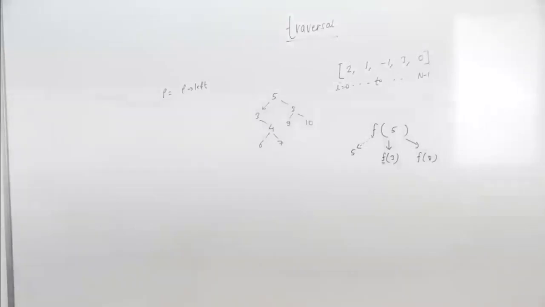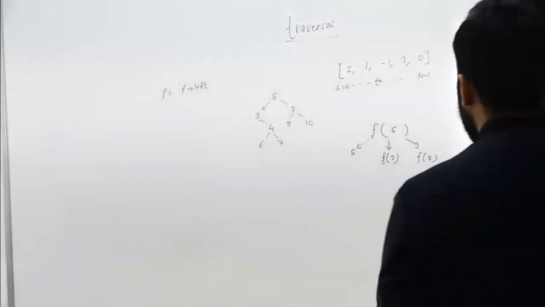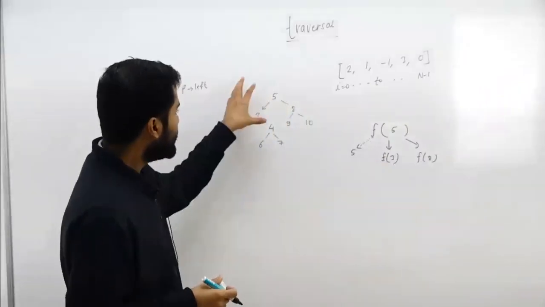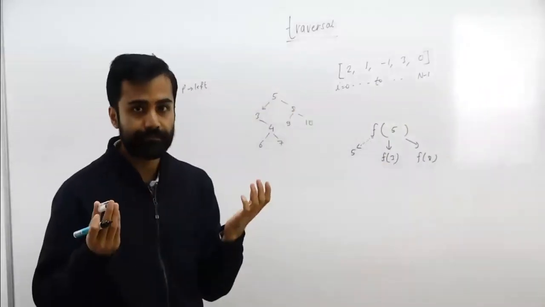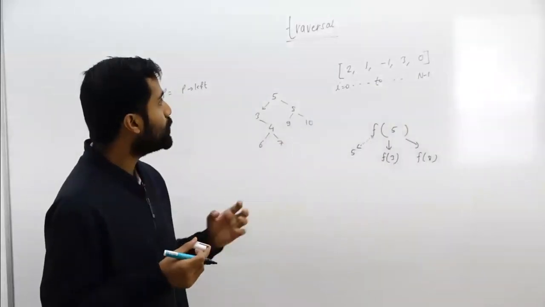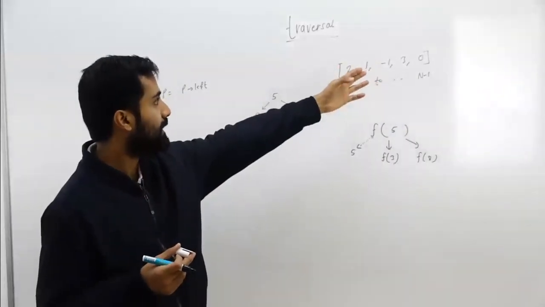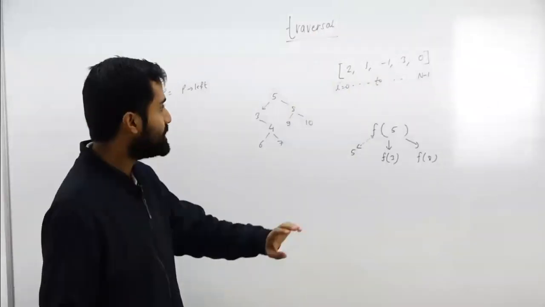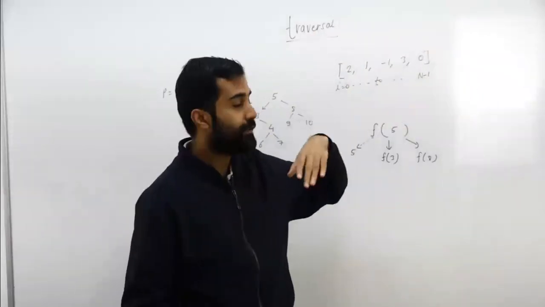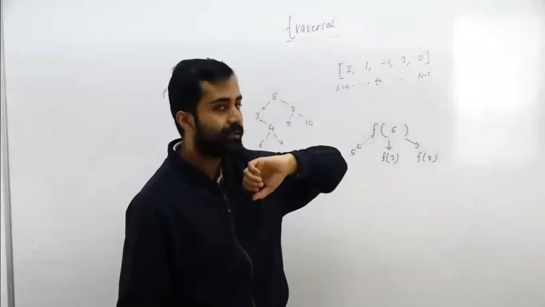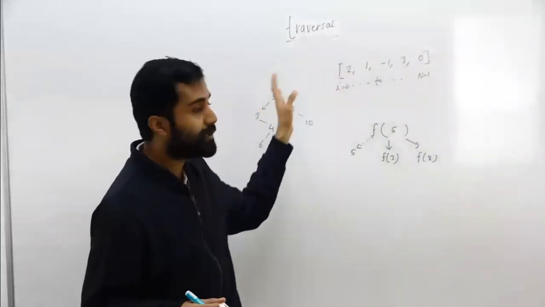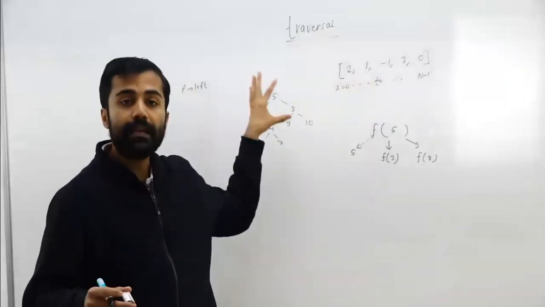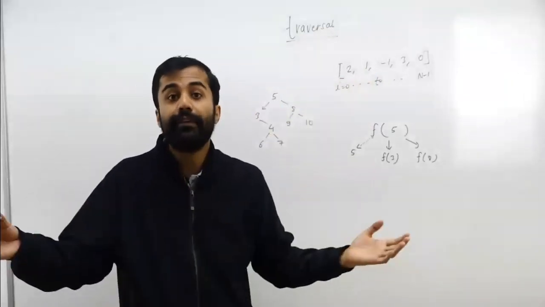Correct? Okay, great. Now, there are different ways in which you can traverse this particular tree. In fact, if somebody asks you to traverse, let's say, an array, then you can traverse it in different ways. Like you can traverse it from beginning till the end, which is you can print 2, 1, -1, 3, 0, or you can traverse it from end to the beginning, which is you can print 0, 3, -1, 1, 2. Similarly, a tree can be traversed in different ways.